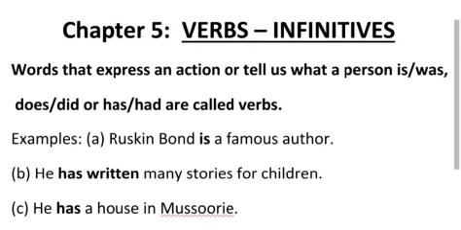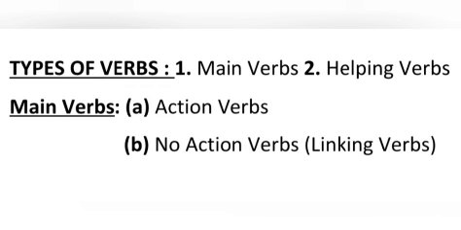For example, Ruskin Bond is a famous author. He has written many stories for children. He has a house in Missouri. In the first sentence, the highlighted word, is, which is a verb, shows what Ruskin Bond is. In the second sentence, has written is the verb that shows what he has done. And in the third one, has, the other verb, shows what he has. Thus children, we try to understand what is a verb.